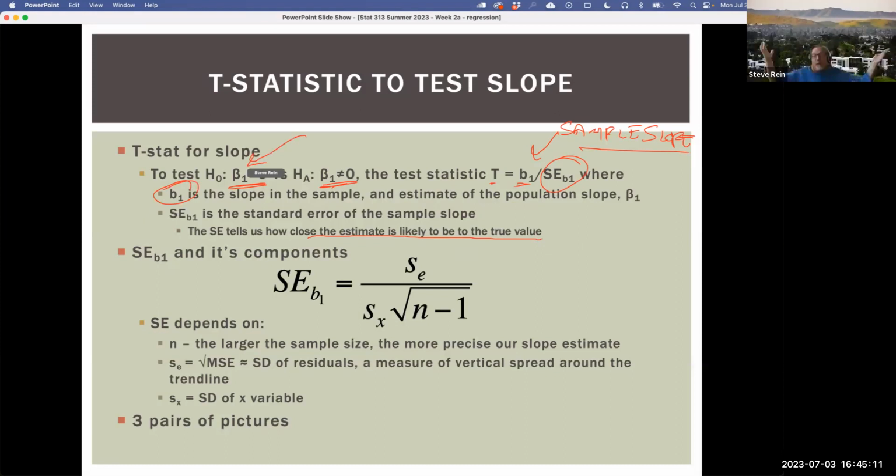There is a truth out there. I don't know what it is, but I've got an estimate of the slope based on my data set. Okay? Our standard error tells us how close our sample slope is likely to be to the slope of the population. And let's get after this equation or these three concepts with three pairs of pictures.